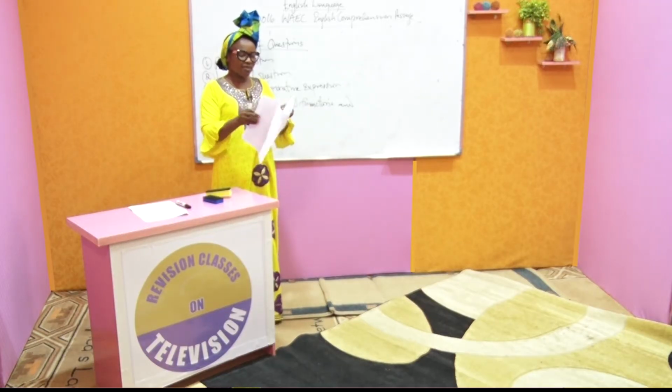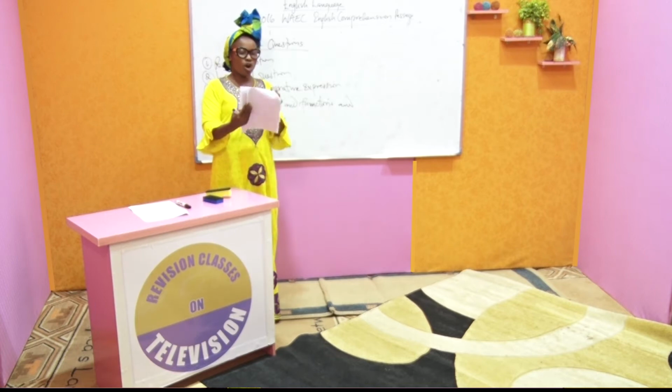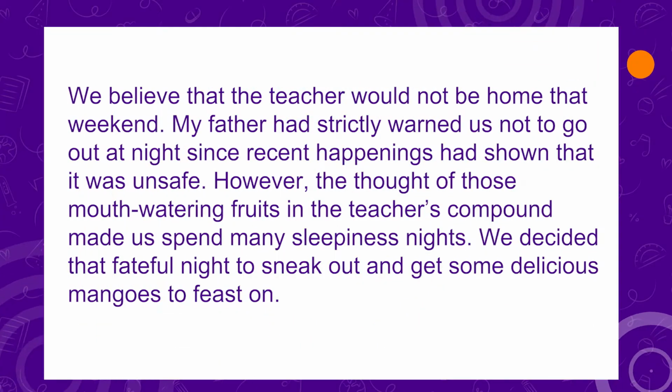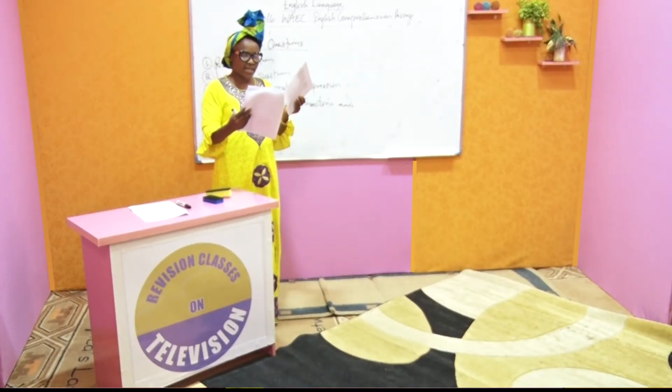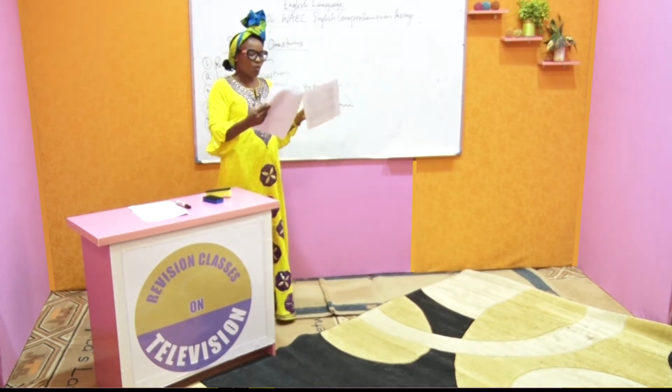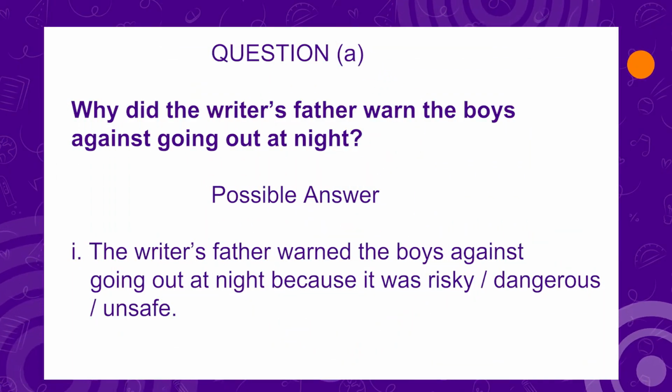From the passage, we have the answer to the question in the first paragraph. In the first paragraph, lines 1, 2 and 3. That's where you get that. The answer is, the writer's father warned the boys against going out at night because it was risky.